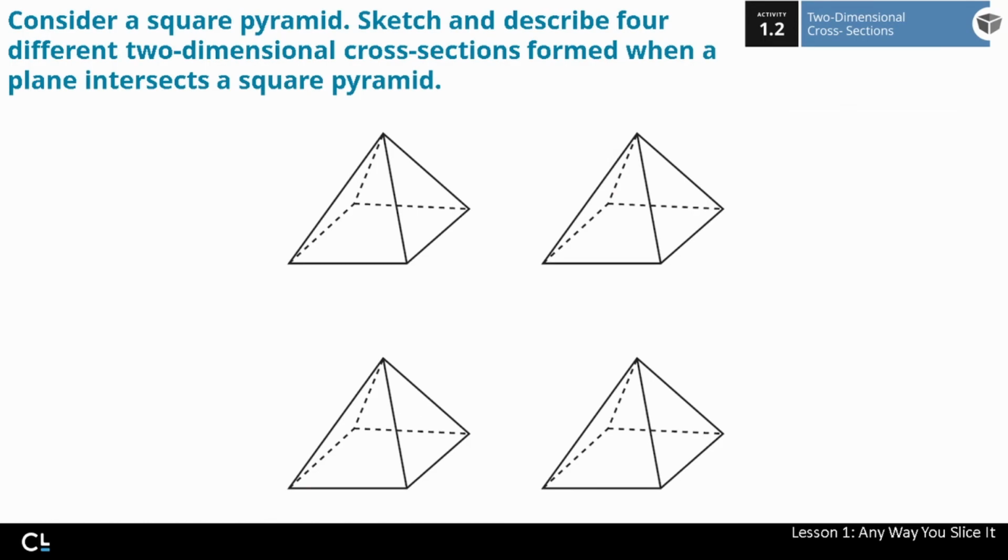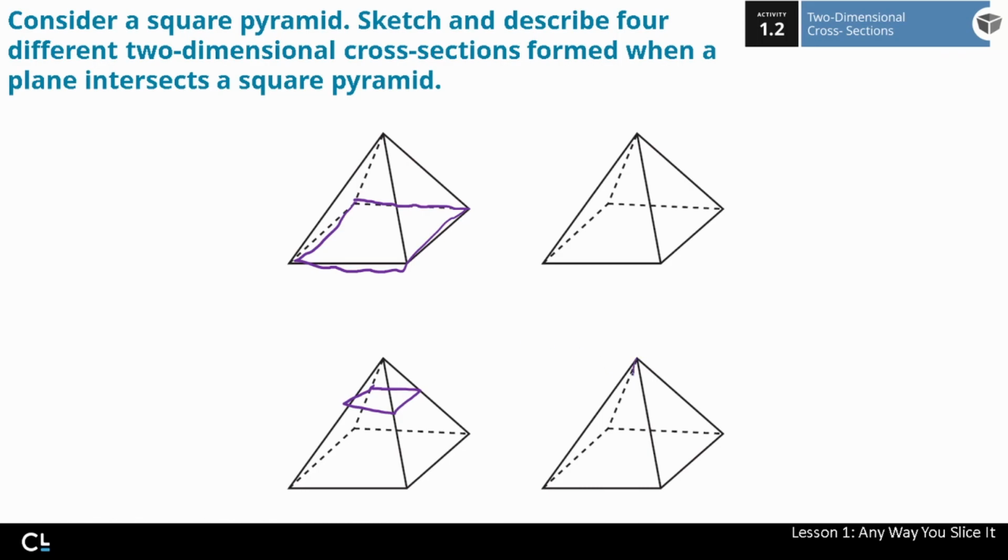The next one is thinking about a square pyramid, right? And it says sketch and describe 4 different two-dimensional cross sections formed when a plane intersects a square pyramid. So if we intersect at the base, we could get a nice square, right? But you could change the size of that square depending on where you intersect it. So if we intersect up here, it's going to look different.